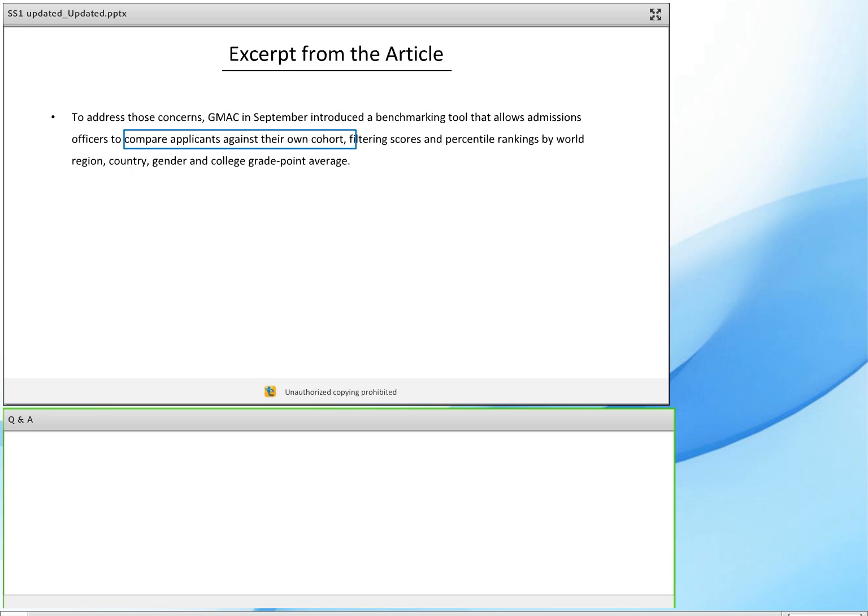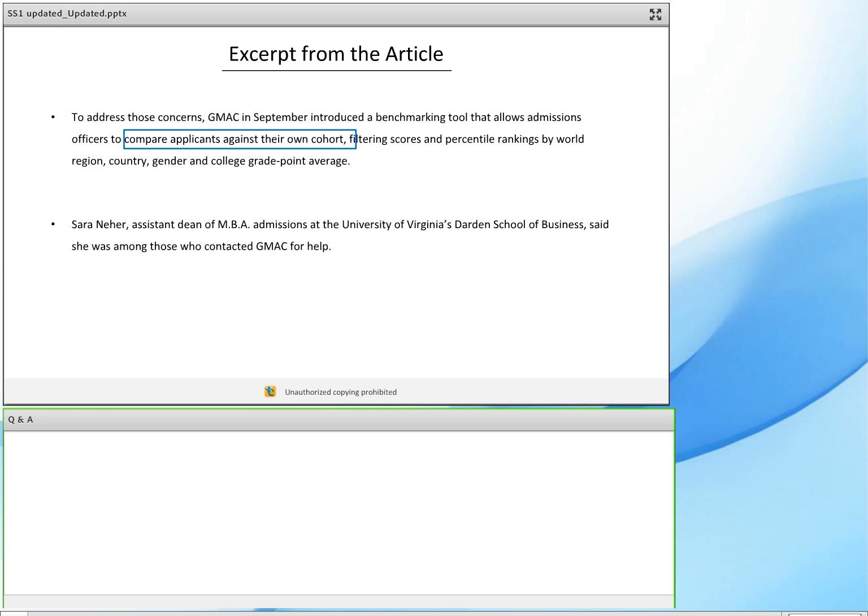GMAC, in September of 2014, introduced a benchmarking tool that allows admission officers to compare applicants against their own cohort, filtering scores and percentile rankings by world, region, country, gender, and college GPA. So an admission officer can really figure out how you stand against, if you're someone from China or India or South Korea. How do you compare to other South Koreans? How do you compare to other Indians? How do you compare to other Chinese? Or how, as an Indian, you compare to a certain Chinese guy who has a certain GPA as well?